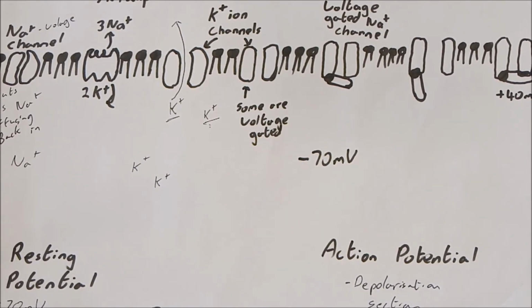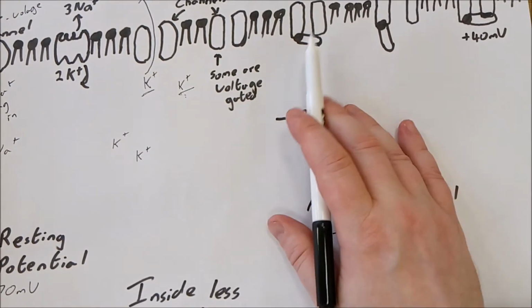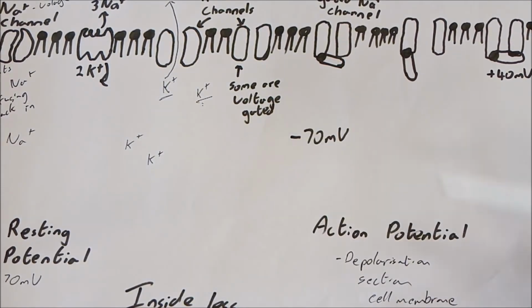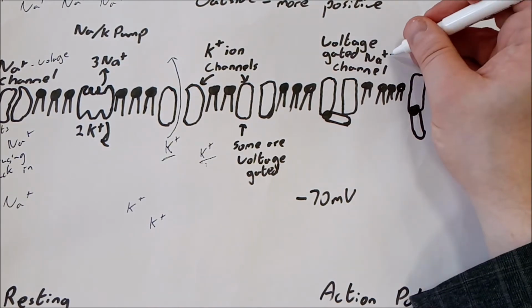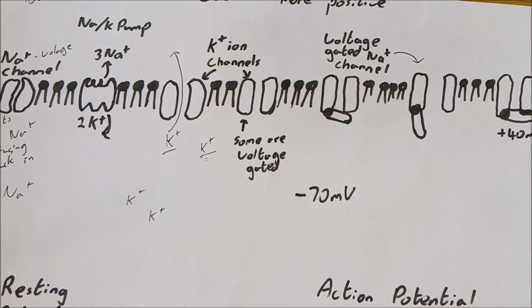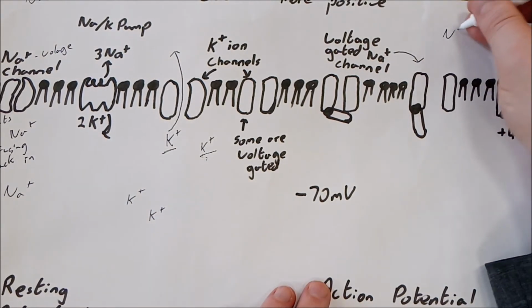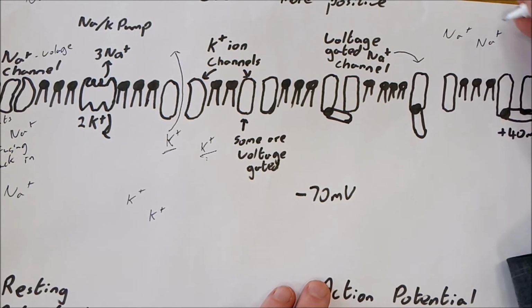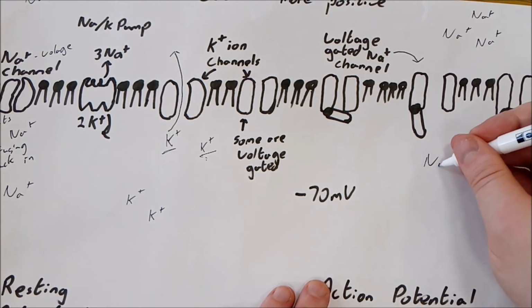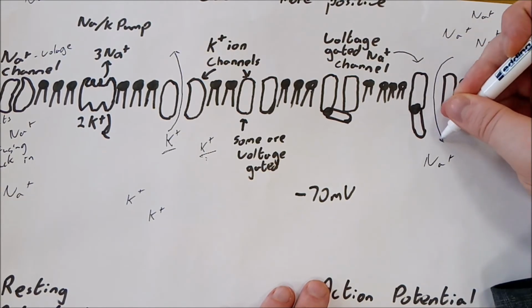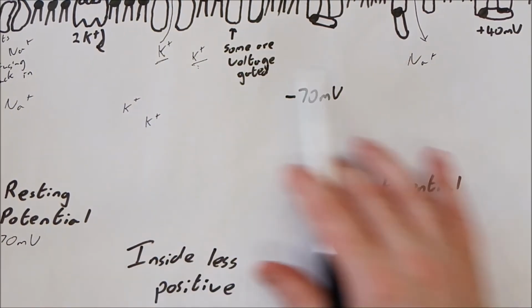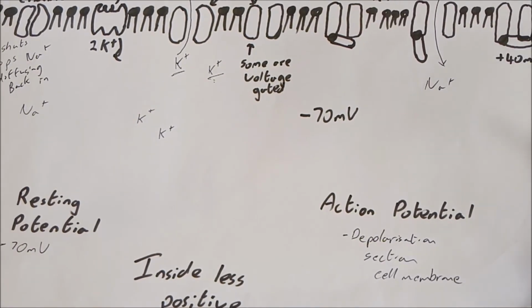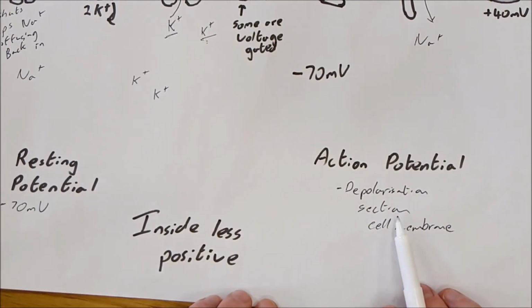Right, so we start off. Further down the line, we get a change in voltage. That change in voltage will cause these voltage-gated sodium ion channels to open up. Because we've got more sodium ions on the outside than inside, that causes an influx of sodium ions into our membrane, into the axon. That causes the depolarization, right?